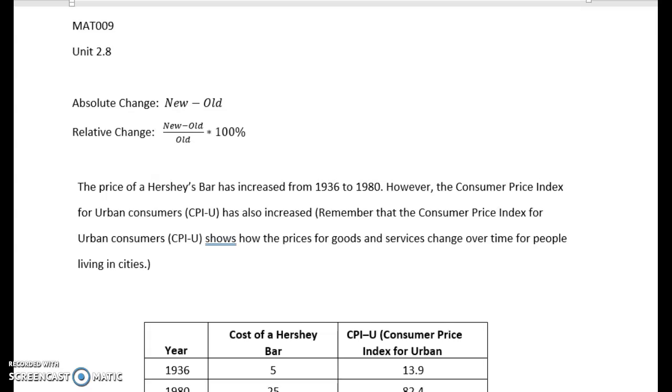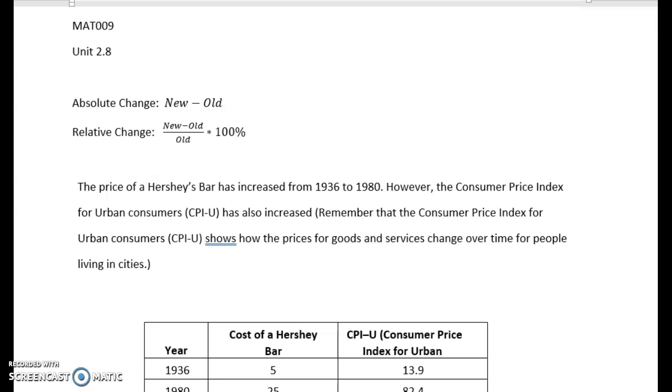So I want to just remind you about absolute and relative change. Absolute change is just a difference. It's the new value minus the old value. Relative change takes that difference and compares it to the old value. So new minus old divided by old, and then change it to a percent. You can compare relative changes of CPI and particular products to see how the product has changed in price over time and if it changed in a consistent way with the CPI. So that's really what I want you to take away from this unit.